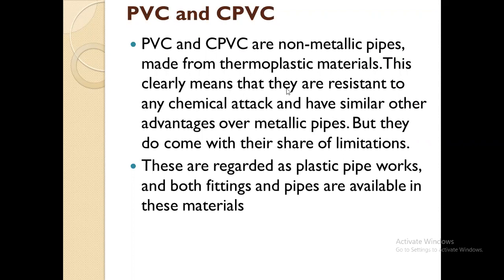This clearly means that they are resistant to chemical attack and have similar other advantages over metallic pipes. Whatever metallic pipes are there will get corroded as early as possible. But PVC or CPVC pipes, or plastic pipes, will not get corroded early, and will resist corrosion throughout their life. But they do come with their share of limitations. Some limitations are there for PVC as well as CPVC.